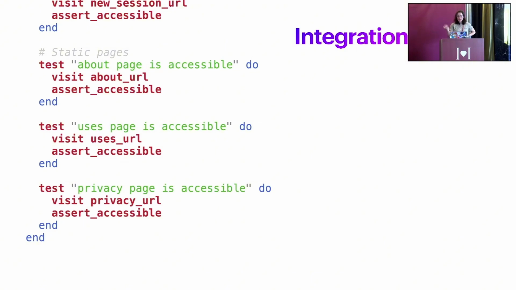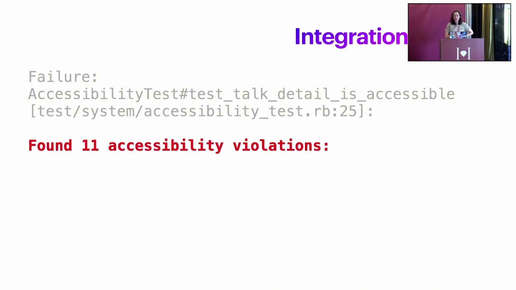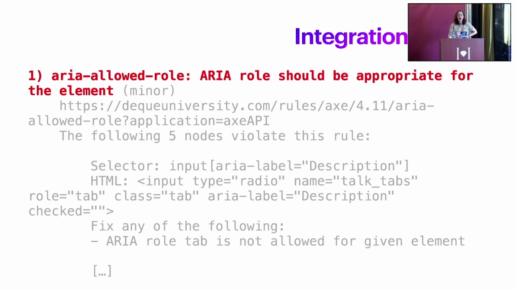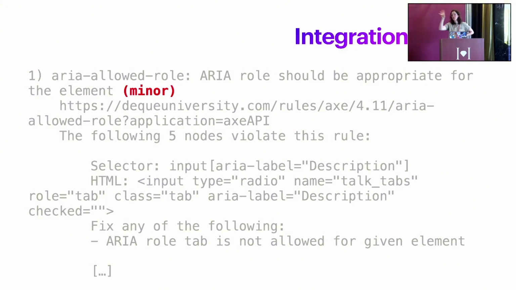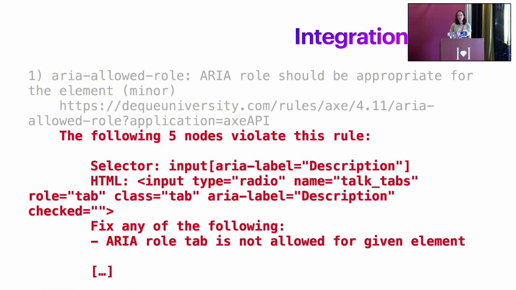So let's also see how that looks. How a failure looks. For this test, you get the normal failure message, you get the number of accessibility violations, and the errors look like the following. Here you have the name of the error and some explanation. You have the severity of the error because, I don't know if you're familiar with that, there are different kinds of errors, and you can decide whether to fix only the high severity or minor. You have more information on the Deque website, and you have the HTML that is actually failing, and it tells you how to fix it.